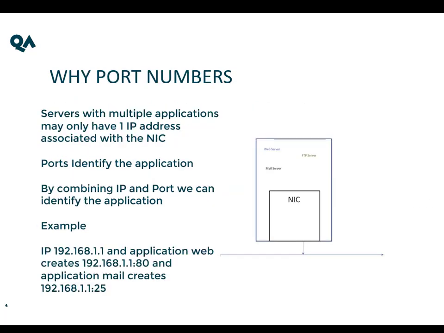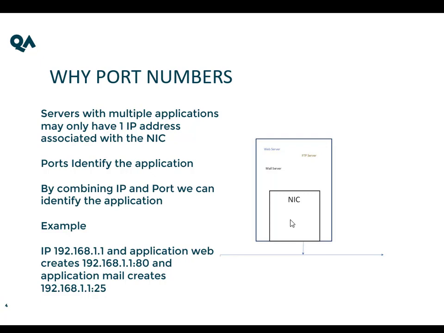So why port numbers? In the little diagram I have here, I have a server with a very big network adapter. In this server, it is a web server, it is a mail server, and it's an FTP server. So based on all of that, potentially we're going to be sending multiple types of application data across a single network link. So it's the ports that identify the application. And by combining the IP address and the port, we can then identify the application.